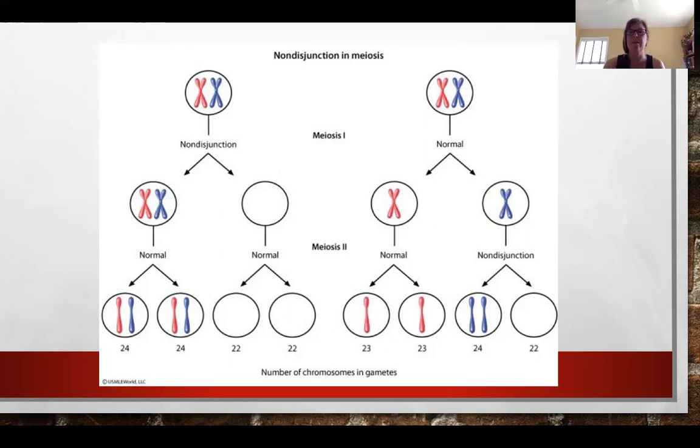The divorce was successful. However, here the sisters did not separate. The sisters separated fine in this one, so we have the correct number of gametes, 23 and 23. But this is where we had failure to separate. So we have non-disjunction with the sisters, so we have n plus 1 and n minus 1. And that is what we are looking at in the first part of this lab.